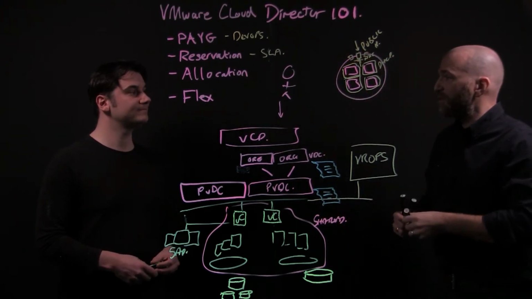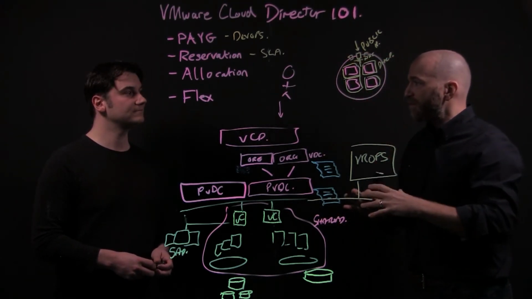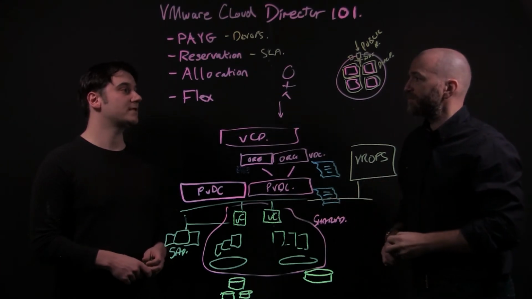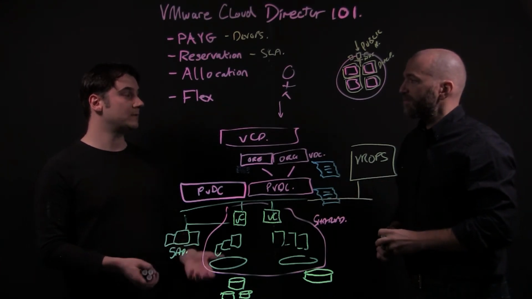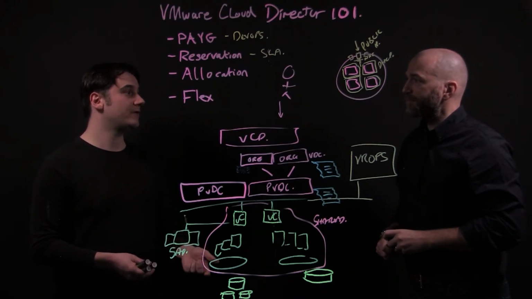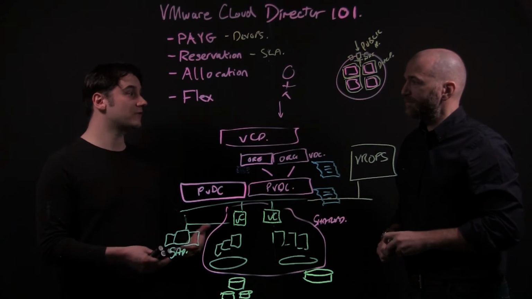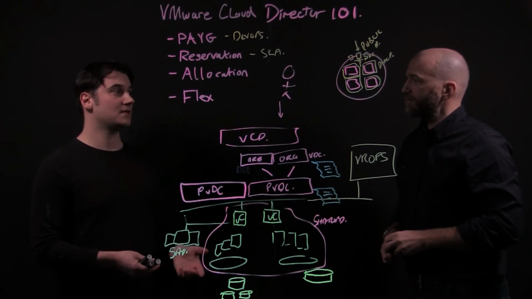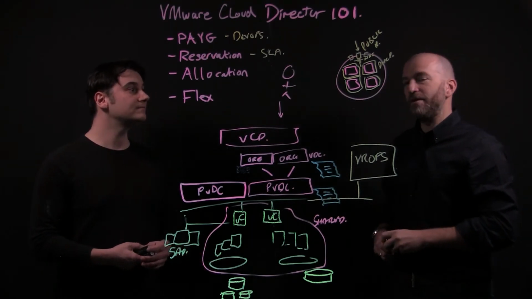Alright, so this is all completely controllable within the VCD UI. Yeah, this is all self-service. So a customer from day one, once they've been onboarded to a platform, they go into their org VDC, they can create their network services, so create load balancers, create some routed networks, and then they're ready to start working with their VMs. Okay, cool.